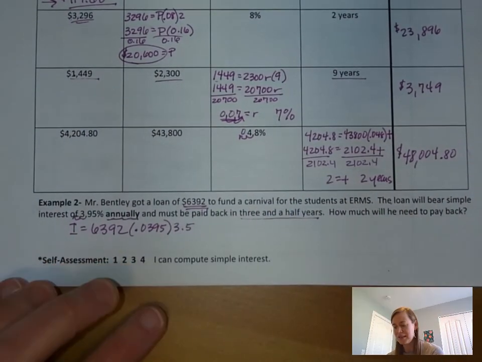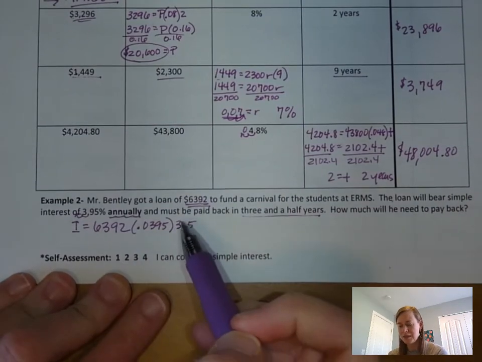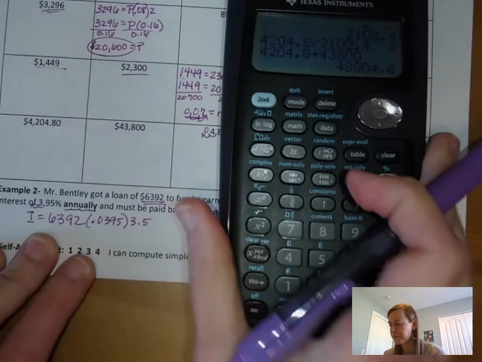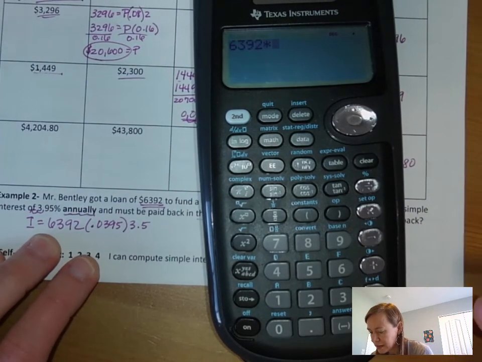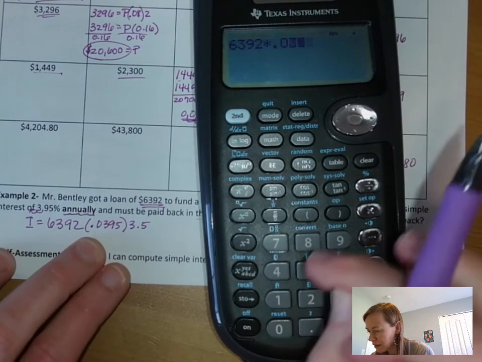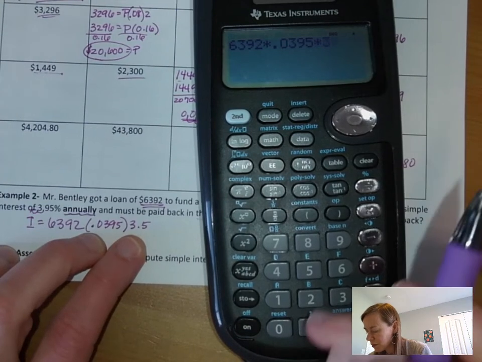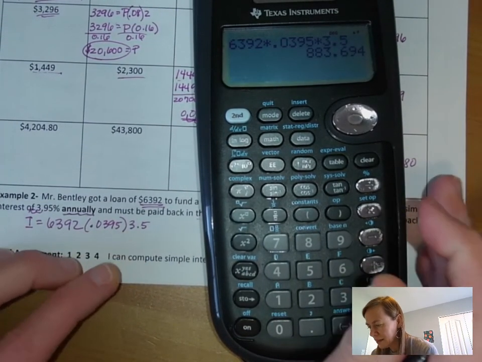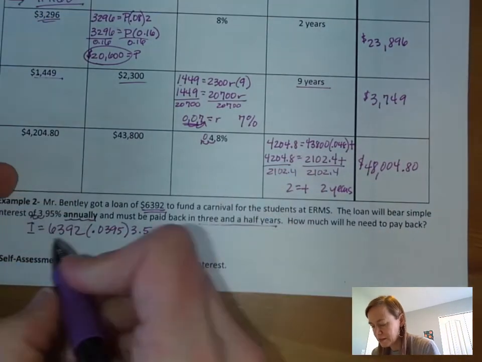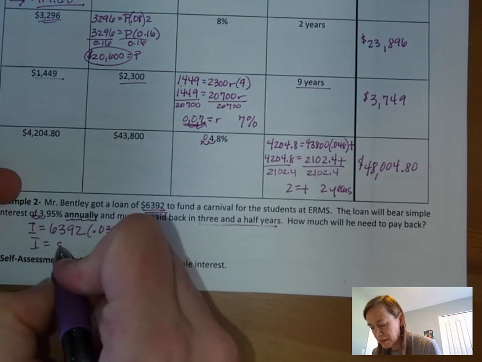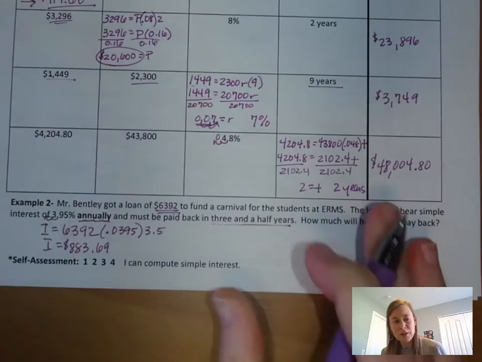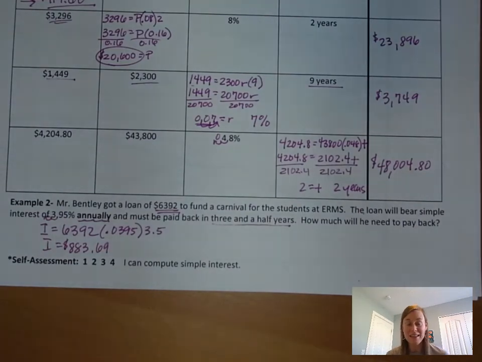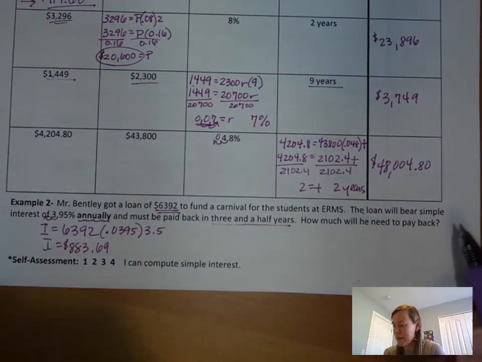Okie doke. Let's do the math. All we have to do is multiply this all together and we'll get the interest. So let's do that. 6,392 times 0.0395 times 3.5. 883.69 is the interest. $883.69 is the interest. So how much will he need to pay back?